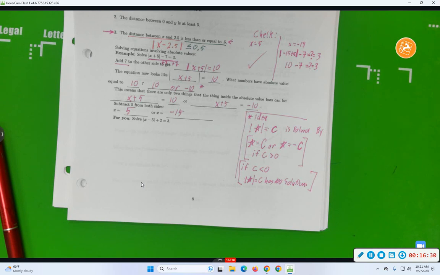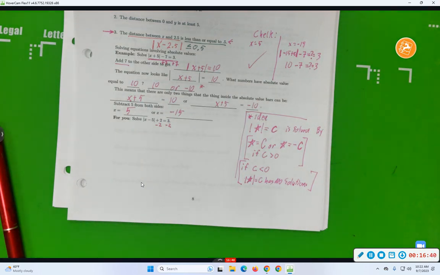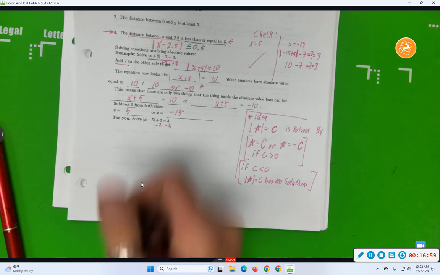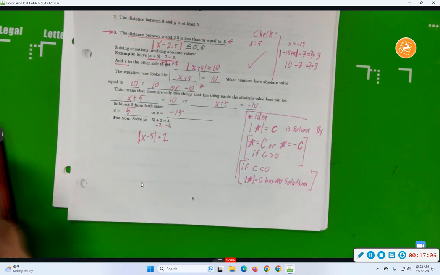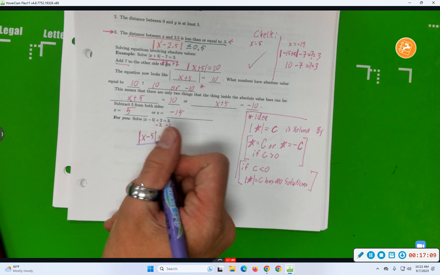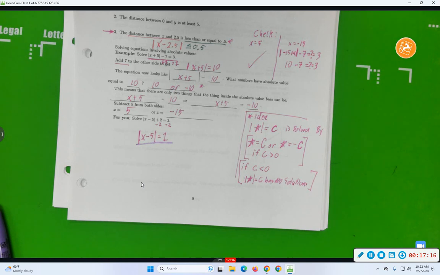We should get rid of that plus 2 by subtracting 2. So subtract 2 from both sides. What does the equation become? Absolute value of x minus 5 equals 1. Cool. Absolute value x minus 5 equals 1. Oh, neat. So this equation right here looks like absolute value of something equals a number.